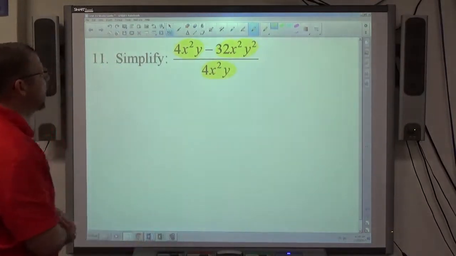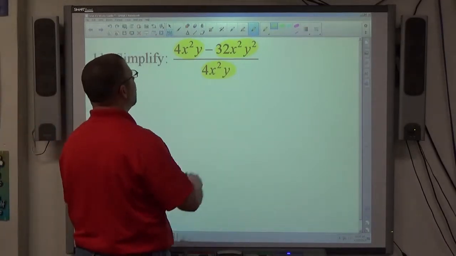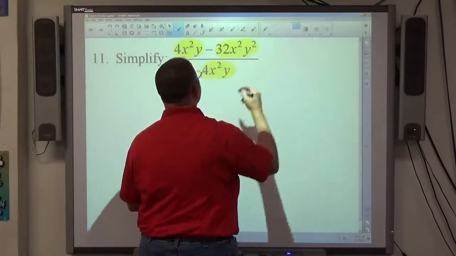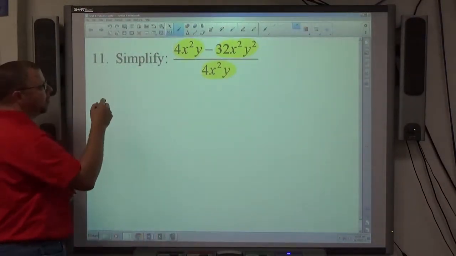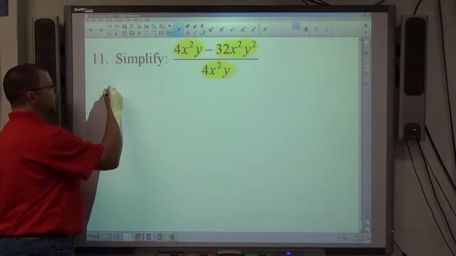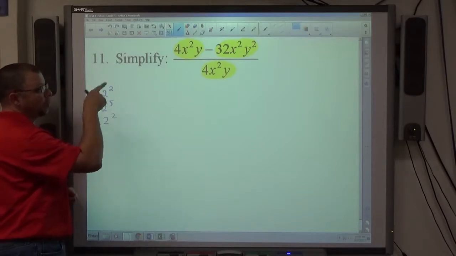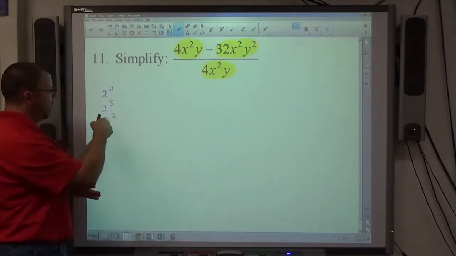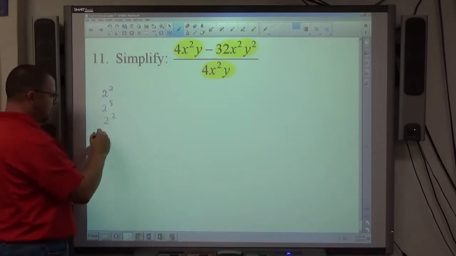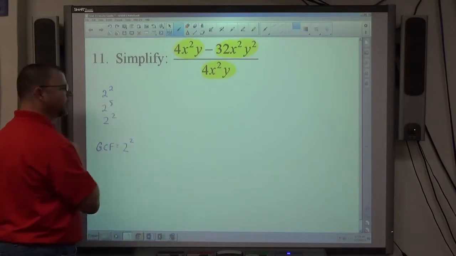So what I have highlighted in yellow are 3 separate terms, and what I'm looking for is what I can divide out of each of those terms evenly without breaking any rules. So, again, I'm basically finding the greatest common factor here. Looking at those 3 numbers, 4 and 32 and 4: 4 is 2 squared, 32 is 2 times 2 is 4, 8, 16, 32, so 2 to the 5th, and then 4 is 2 squared. So the greatest common factor of the numbers is 2 to the 2nd power.